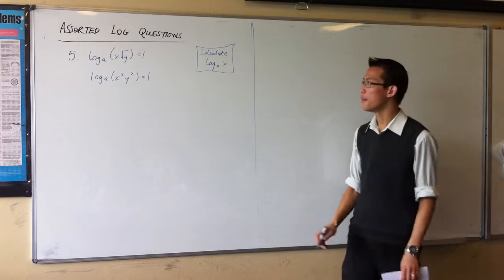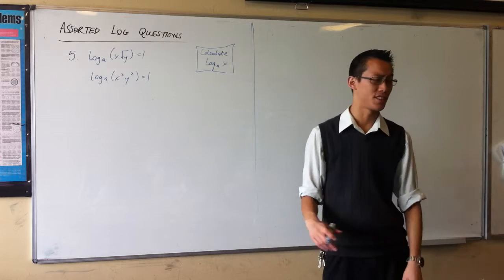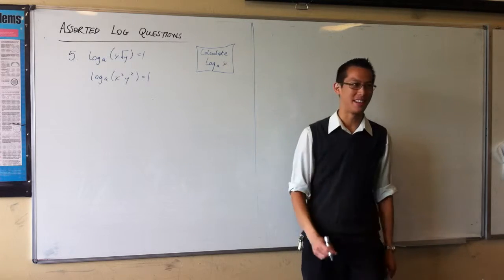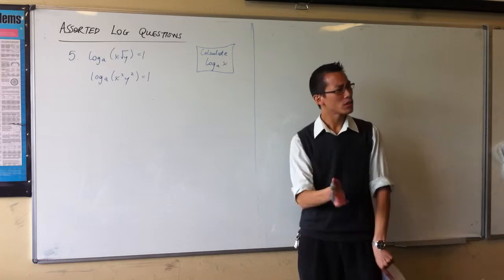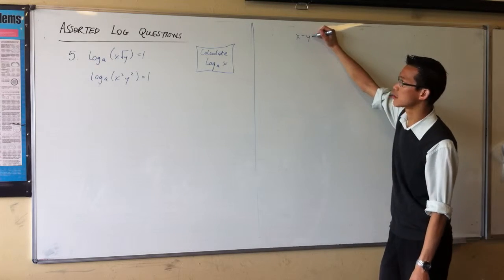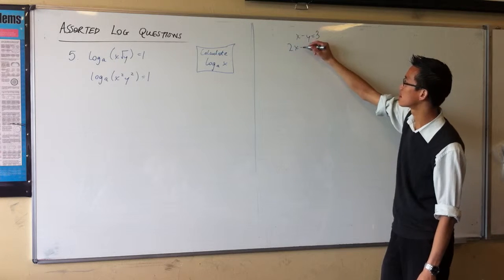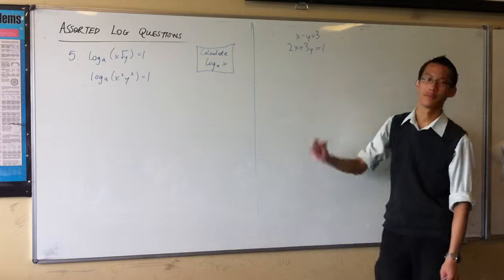All right, now, this is just simultaneous equations. That's it. But we put it in log clothes and it looks harder, okay? Now, when you look at simultaneous equations, like if I gave you simple ones, like x minus y equals 3, and 2x plus 3y equals 1, okay?